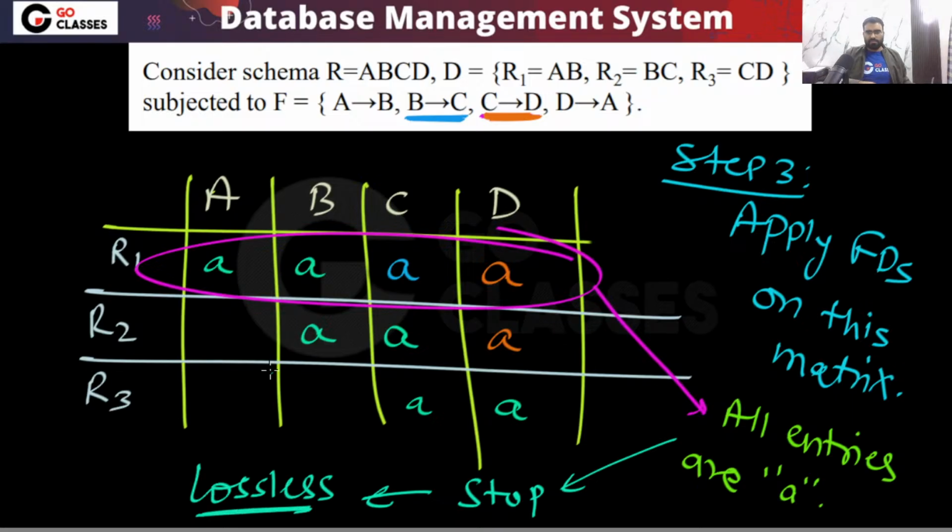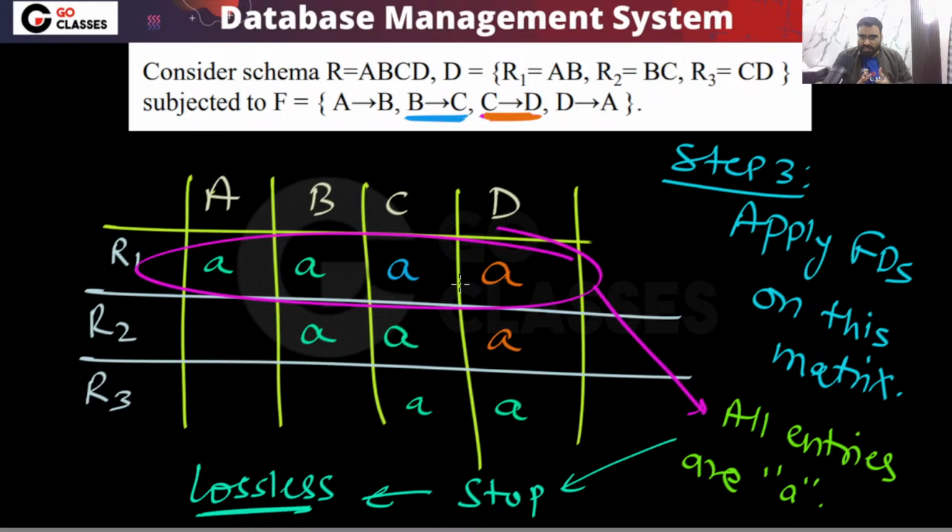Isn't it simple? Let me tell you, this chase test will become your favorite. It is so interesting and so easy. In the GATE exam, if they give you, let's assume, 7 subrelations, R1 to R7, we are decomposing our relation into 7 subrelations. Then also, if you want to check whether the decomposition is lossless or lossy, this chase test is so easy. Within 30 seconds, you can solve the question.